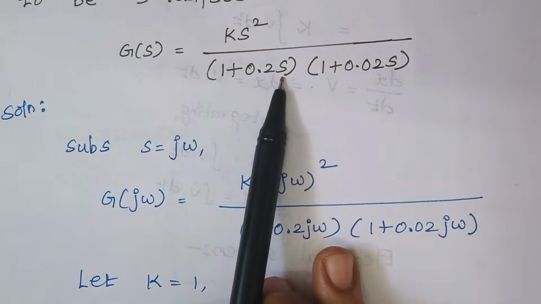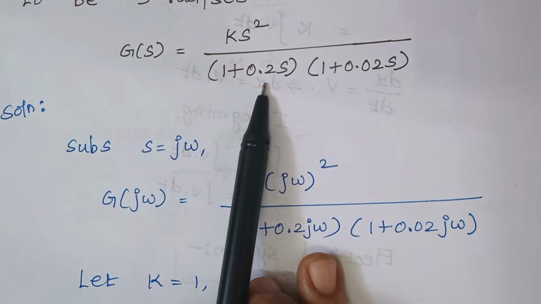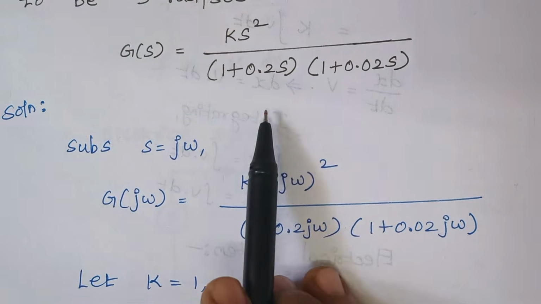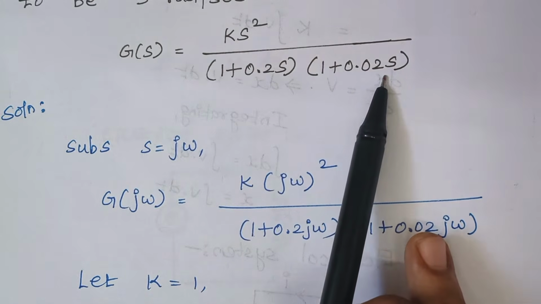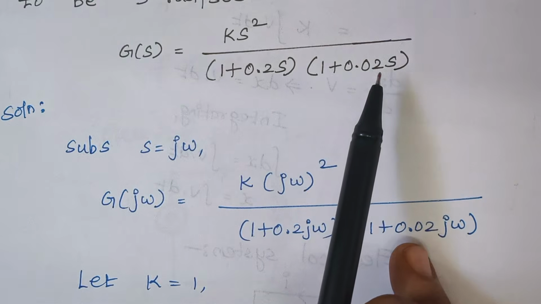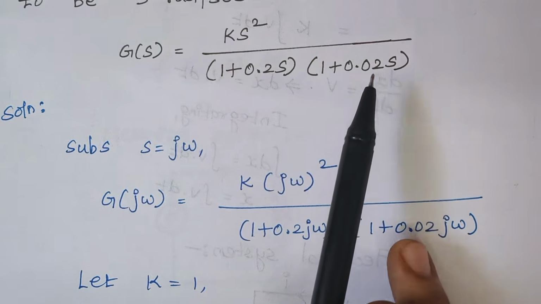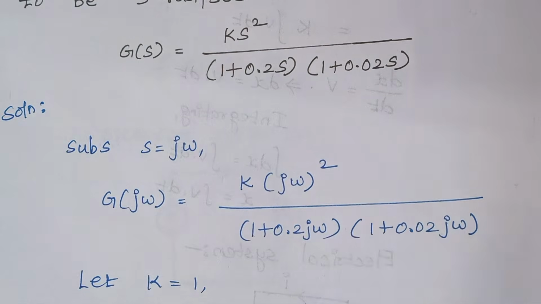Wherever the terms may be, you have to take the reciprocal of the coefficient of s. Here the coefficient of s is 0.2, so we take the reciprocal, 1 divided by 0.2. Similarly, here the coefficient of s is 0.02, so 1 divided by 0.02. These two values give you the corner frequencies.